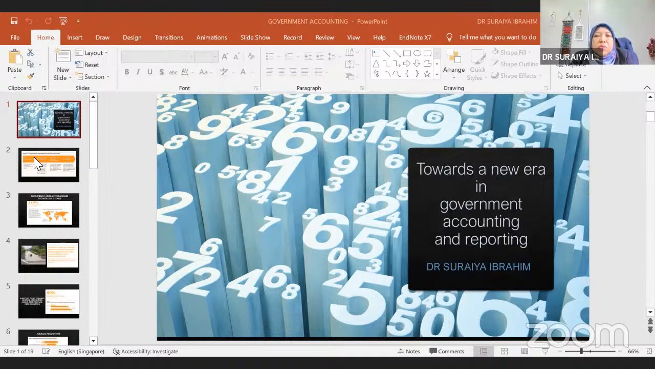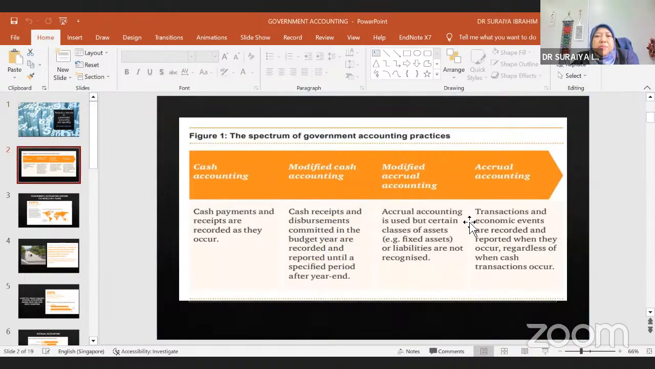Here we look at the spectrum of accounting practices. Referring back to my previous slide on cash and accrual basis of accounting, figure one represents the spectrum of government accounting practices. They have four practices: cash accounting, modified cash accounting, modified accrual accounting, and accrual accounting. Cash accounting means cash payments and receipts are recorded as they occur. When you receive a cash receipt, we consider it the cash accounting basis.